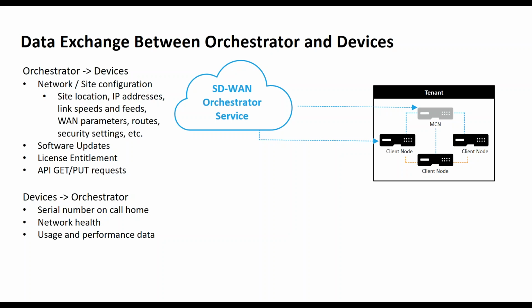Now, in parallel, the device at the same time will be sending some call home information, and this is utilized in our reporting that we'll drive through in a second. It will give us insight into the network health and usage and performance information, which is important for us in terms of validating and fine-tuning our network after we've successfully deployed it.